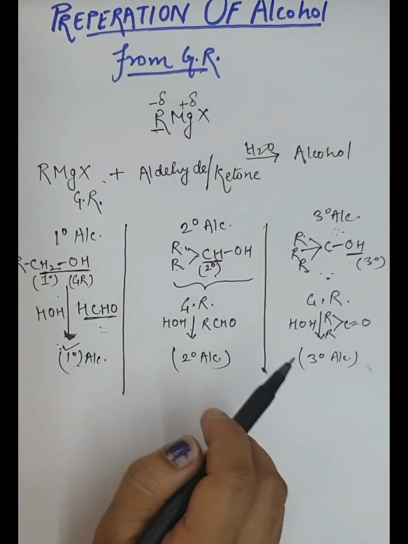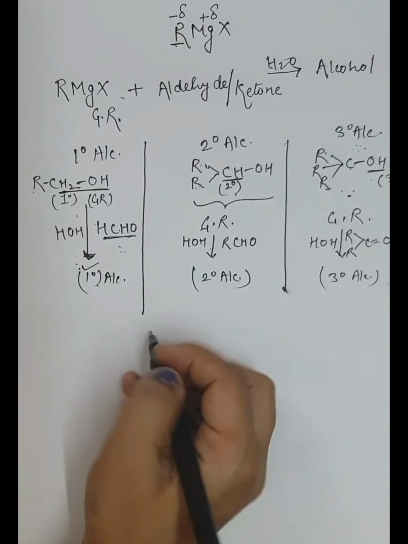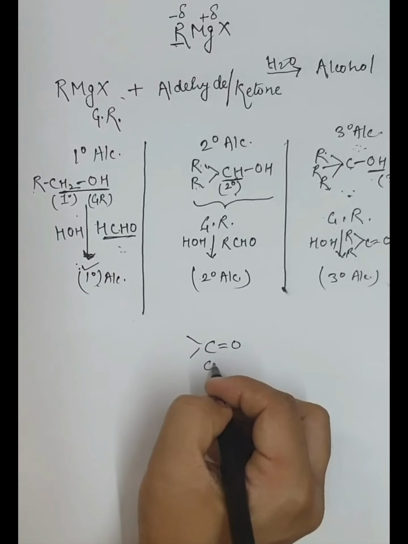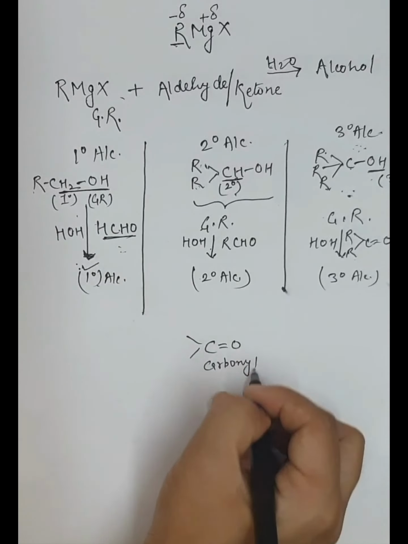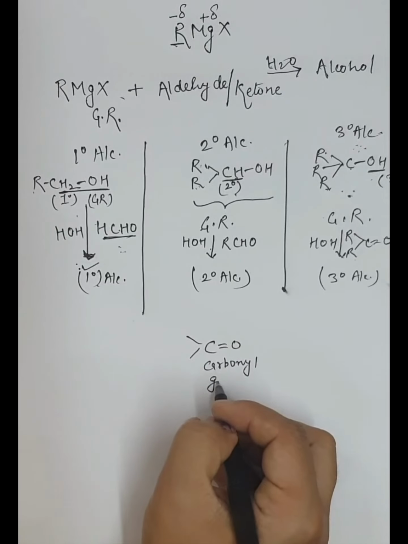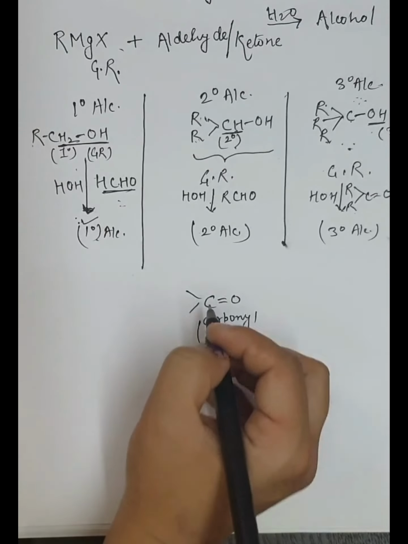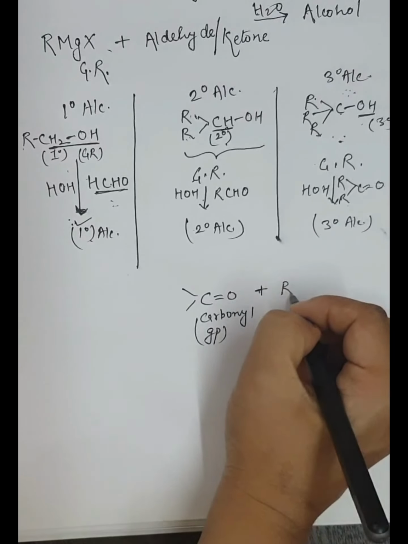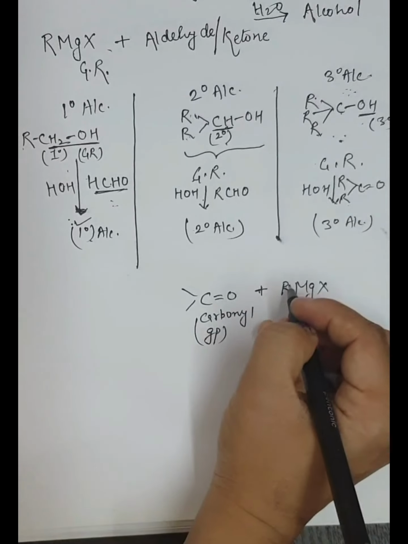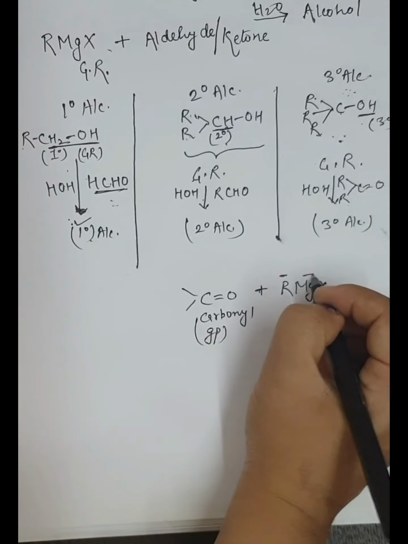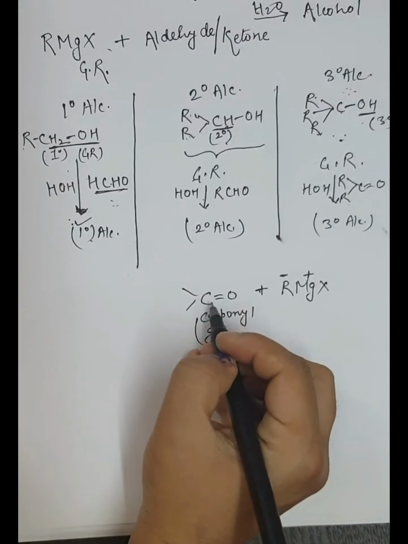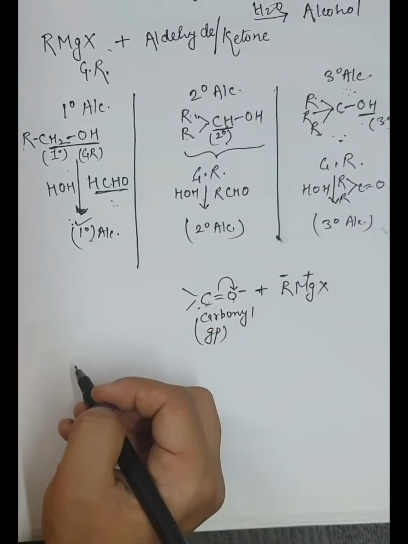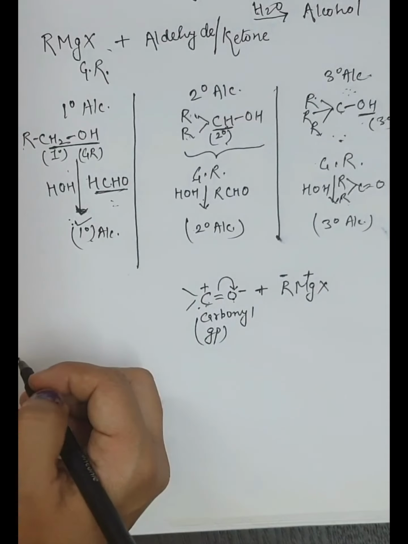Now consider a general reaction. As we know, in aldehyde and ketone, one thing is common. This is the carbonyl group. So in general reaction, we consider a carbonyl group. This carbonyl group reacts with the Grignard reagent. In Grignard reagent, carbon possesses negative charge, magnesium possesses positive charge, and in carbonyl group, oxygen is more electronegative, so oxygen possesses negative charge and carbon positive.